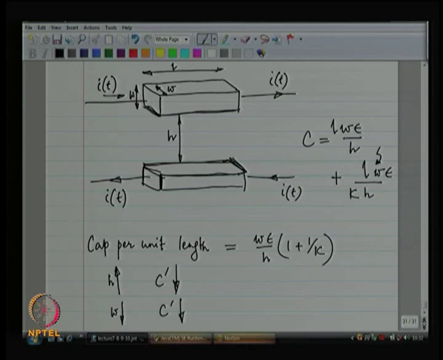So, just the opposite effect as before, precisely the opposite effect. So, when inductance increases, capacitance decreases, and when inductance decreases, capacitance increases. All right. So far, so good.